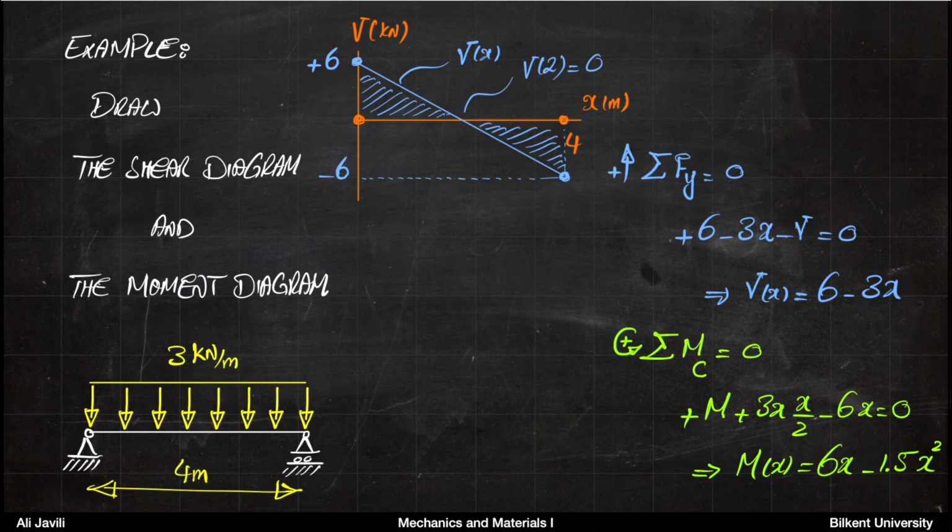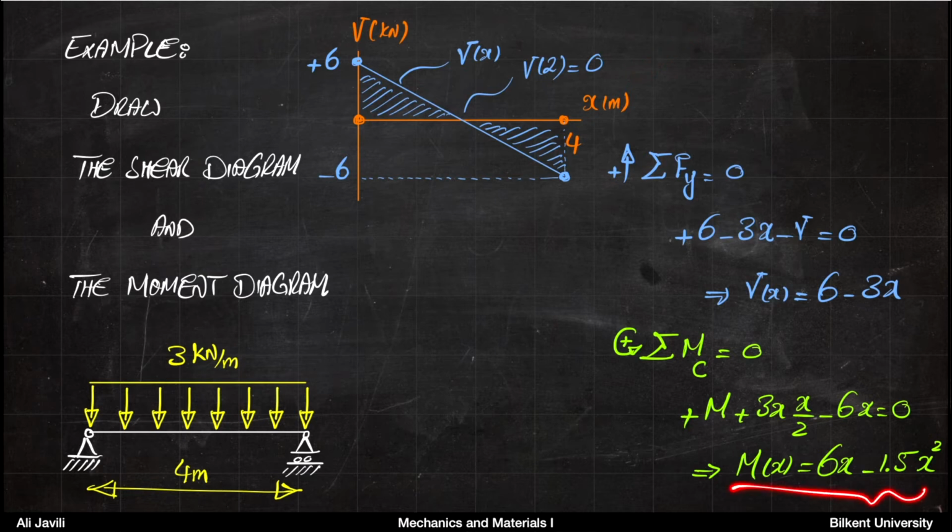The shear force distribution is a linear function. It starts at 6. It has a slope -3, and it ends at -6. So it's basically this line, and in the middle, at the distance 2, the shear force would be 0. So this is shear force distribution.